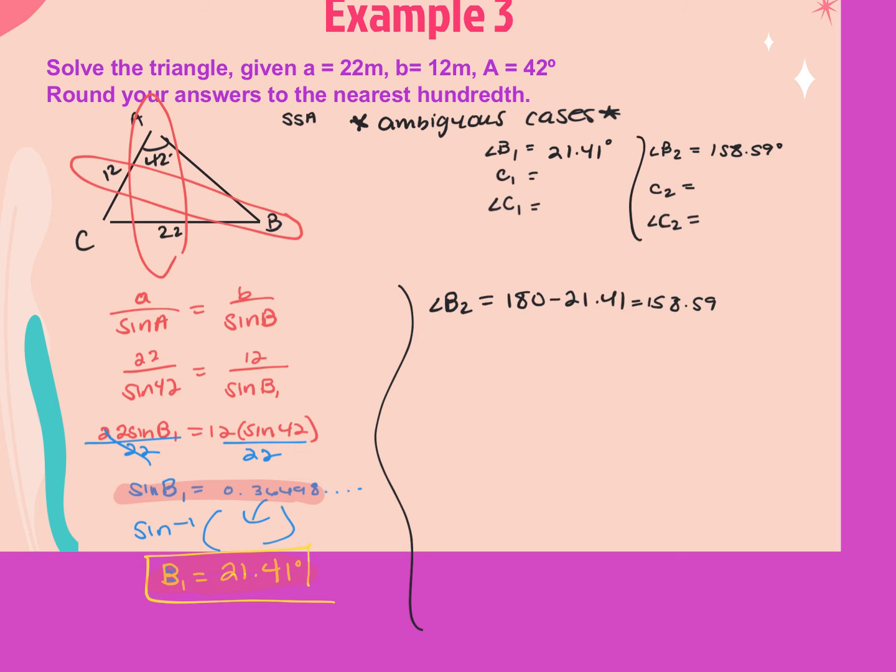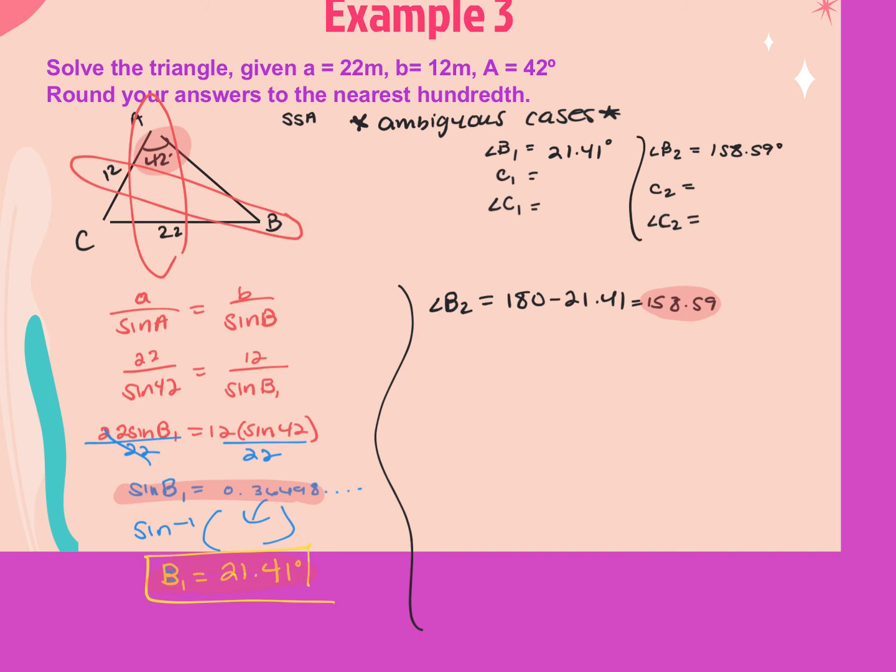Now, if this angle plus the angle that they give you is bigger than 180, that last angle would be negative and there'd be no second triangle. If I took 158.59 and I added it to 42 and I subtract that from 180, right? Yeah. It's going to be negative. You see that? So if I just add these two together and that's bigger than 180, I'm done. There's no second triangle. Yay.